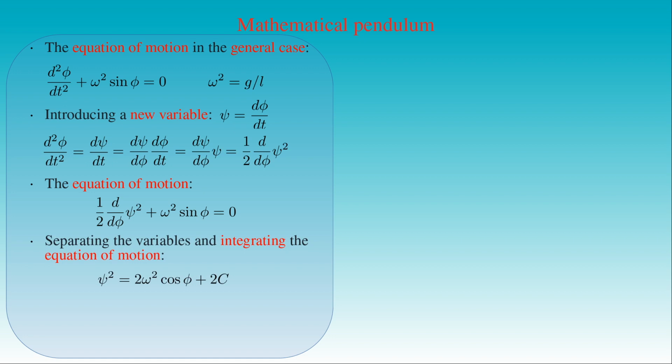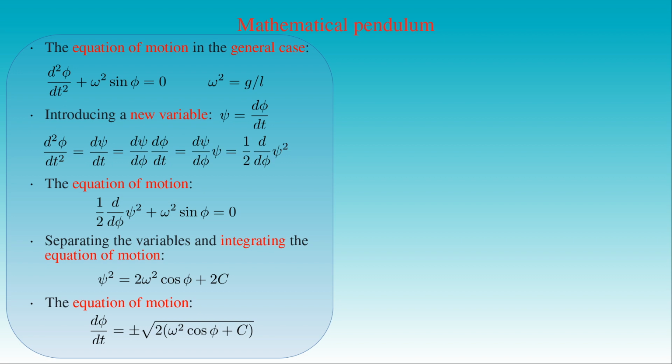If we take the square root of both sides of the equation and substitute the definition of psi on the left-hand side, then the equation of motion can be written in the following form. The derivative of the angle phi with respect to the time t is equal to plus or minus the square root of 2 times the sum of omega squared times cosine phi and c. We have still a first-order differential equation, where the sign in the right-hand side of the equation can be determined by solving an initial value problem for the equation of motion.